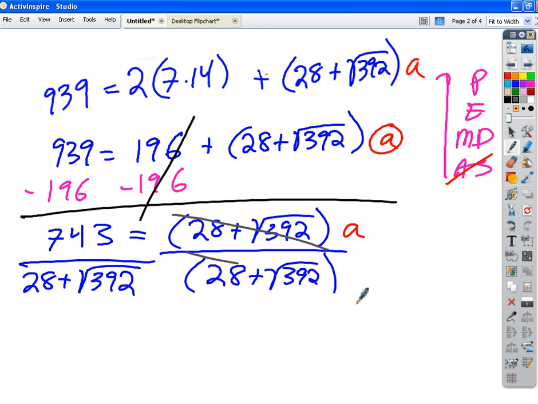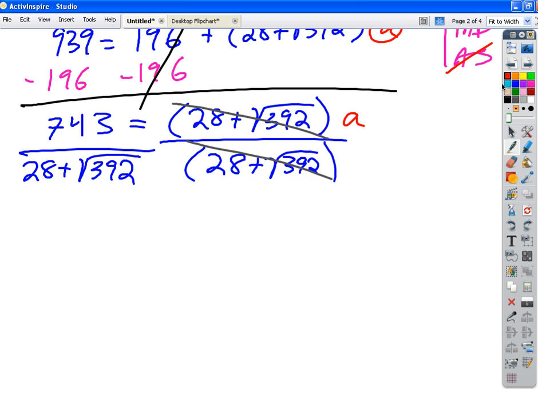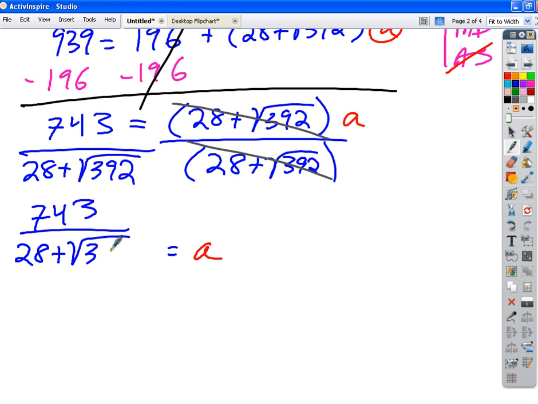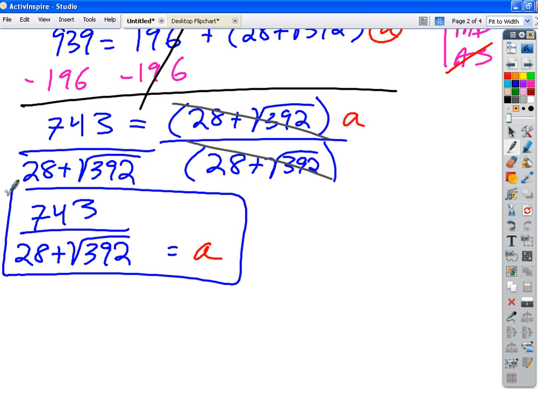Those factors that are being multiplied, that's a number that's being multiplied by A, so it cancels top and bottom, right? And I get the A by itself. So now I finally get an answer. My answer just looks like A equals 743 over 28 plus the square root of 392. That's an exact answer for what A is.